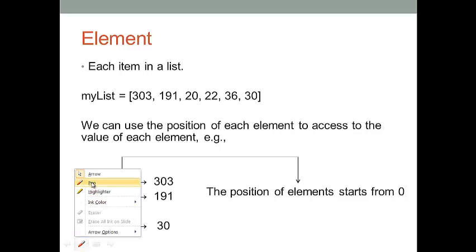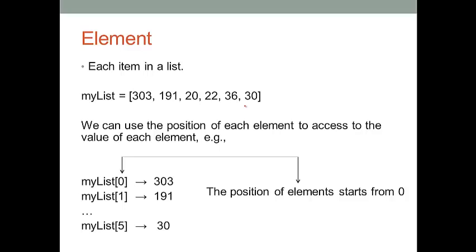Here I have a question for everyone. If I want to access the element 30, what should I do? Because 30 is the number 6 element in the list, so I should use myList bracket 5, which is the position of the 6th element in the list, and then the ending bracket to access the element 30 in this case. This is how you access each element in a list by using its position.